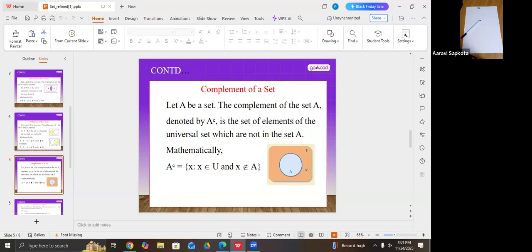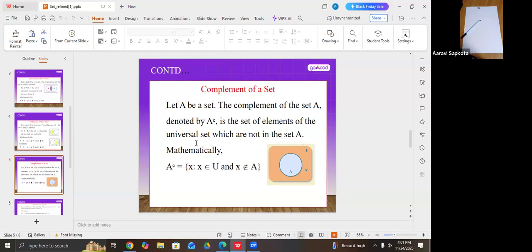Union, that is X belongs to A or X belongs to B. Intersection, that is X belongs to A and X belongs to B. Difference, A minus B means X such that X belongs to A and X does not belong to B, and B minus A means the set such that X belongs to B and X does not belong to A. And finally, complement is the set of elements of the universal set which are not in A.